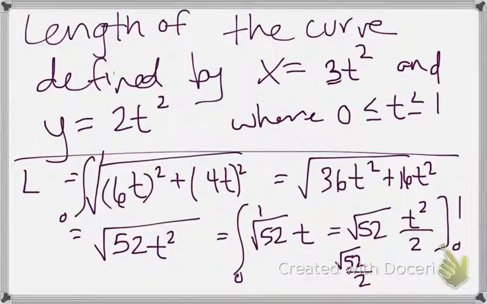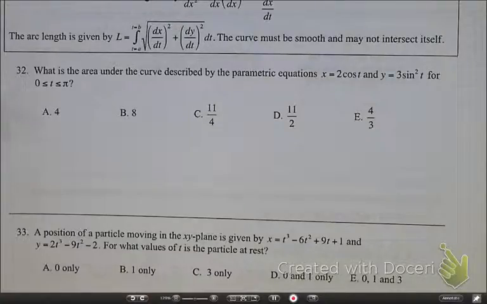All right, so here's the answer to that question. There's a question like number 32 on your test tomorrow: what is the area under the curve described by the parametric equations x equals 2 cosine t and y equals 3 sine squared t, where 0 is less than t is less than pi? So how do we feel about that one?